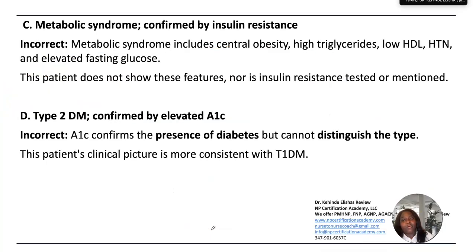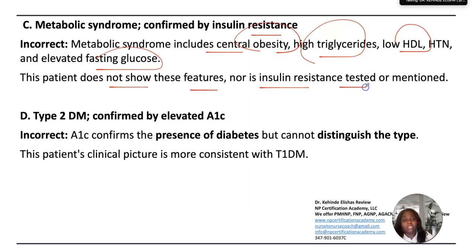And of course, metabolic syndrome confirmed by insulin resistance is wrong because it includes central obesity, high triglycerides, low HDL, hypertension, and elevated fasting glucose. The patient does not show these features, and no insulin resistance is tested or mentioned in the case. Now, don't be reading into the question. Focus on what exactly they're asking you. You want to say, okay, what exactly are they asking me?